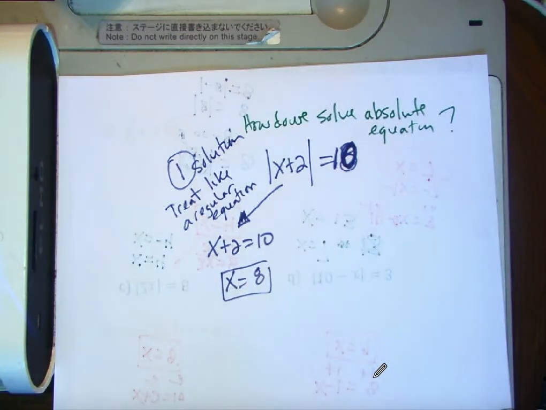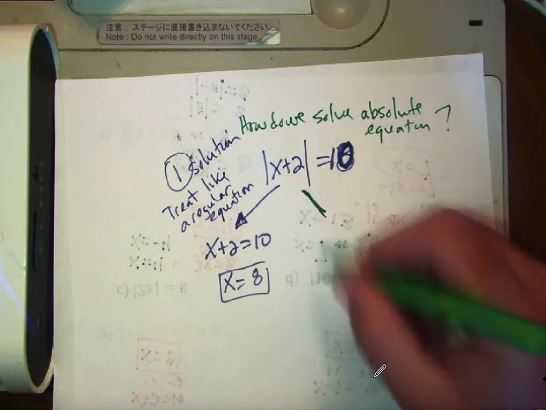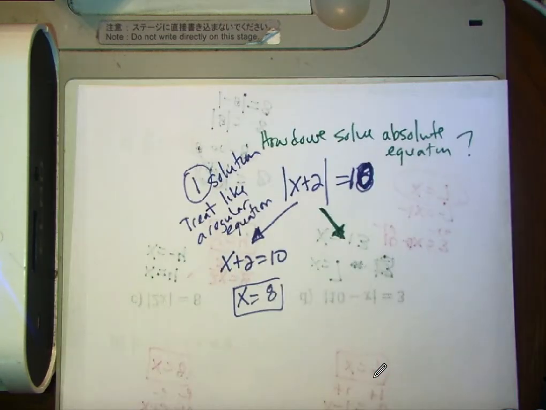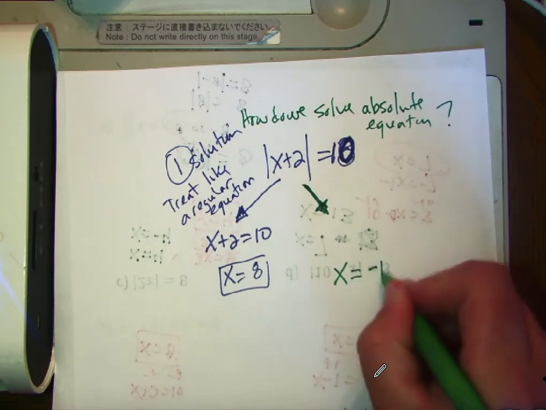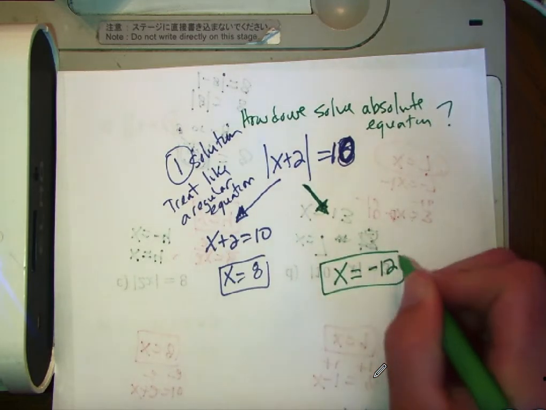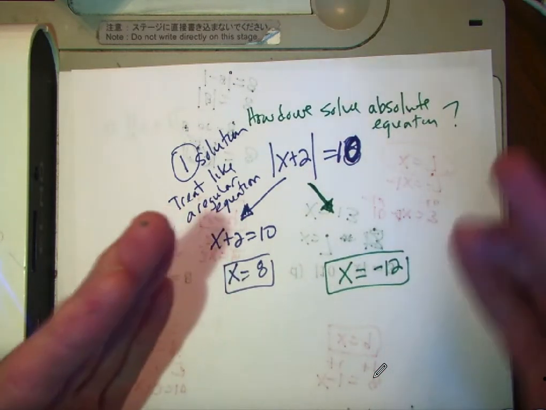The question is, how do we get the other one, right? And this part's always a little trickier for students to get. But we actually need a different equation. We know one of the answers is negative 12. You've all found it. How do we get it, though, right?